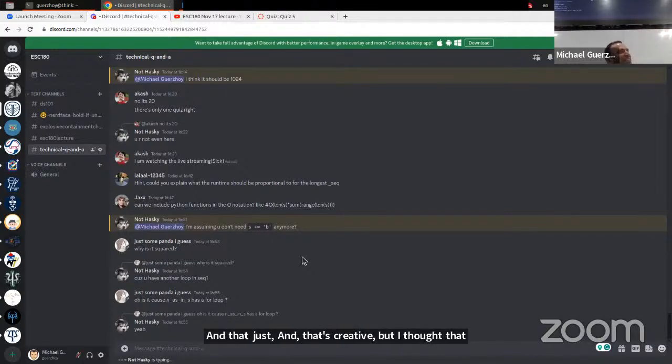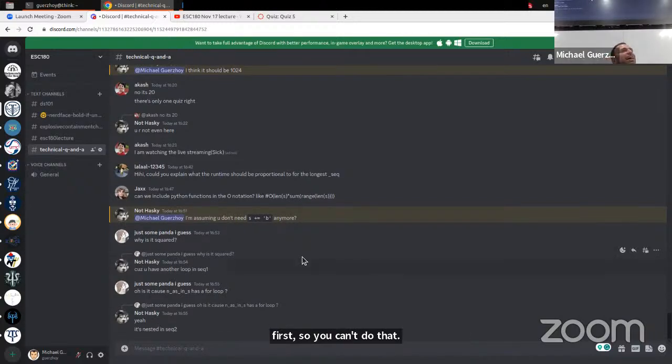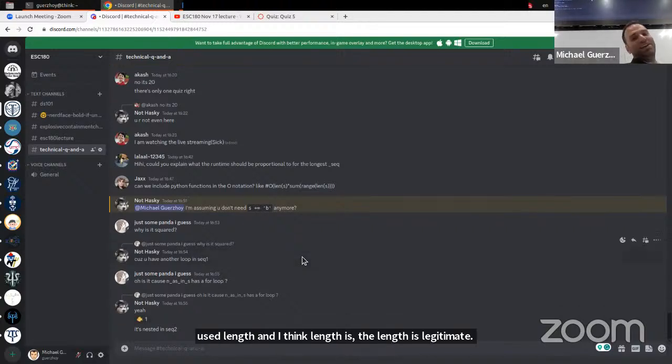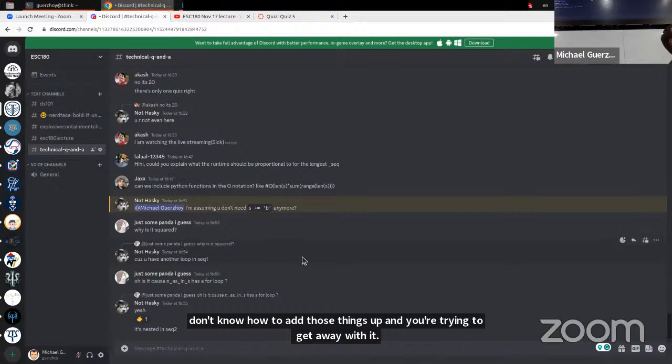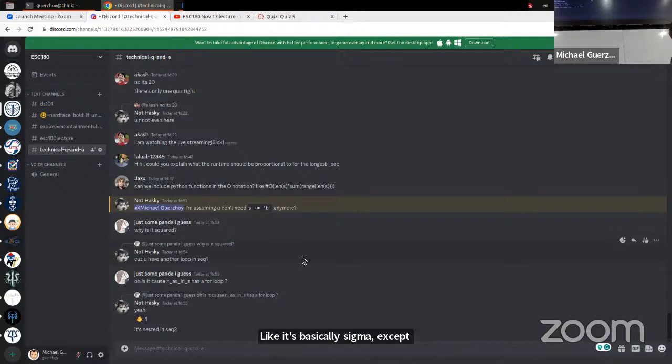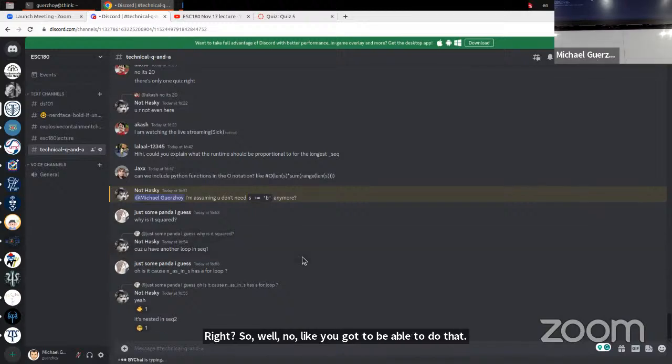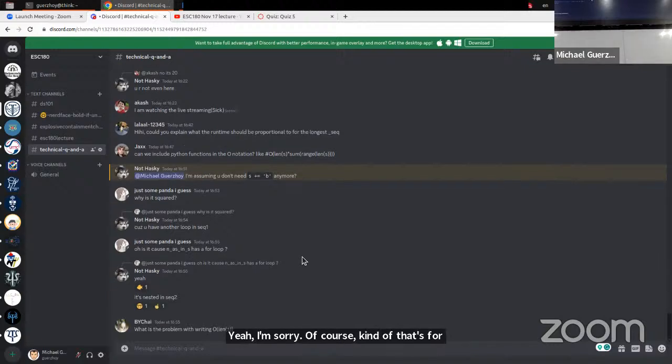In general, I think you're asking because I used length, and I think length is legitimate. Range, I think, is questionable. If you don't know how to add all those things up and you're trying to get away with it, it's basically sigma, except rewritten in Python, right? So no, you've got to be able to do the math. That's for the exam. In general, in life, sometimes there is no formula for this.